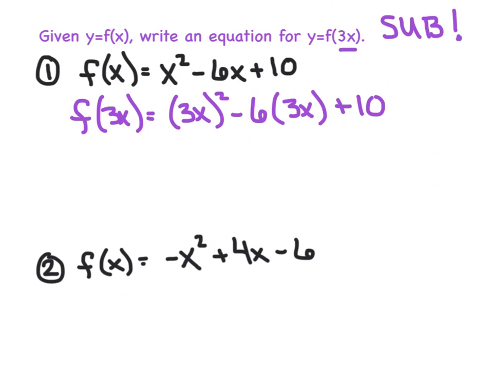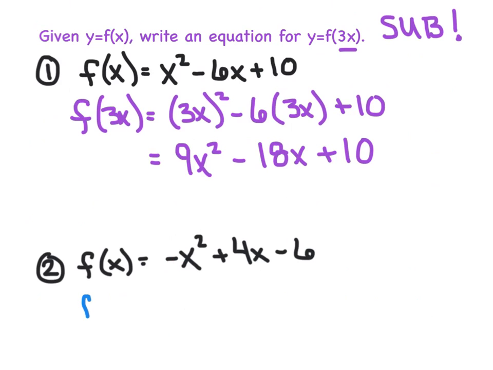And let's see, we'll start to clean these up. That's going to become 9x squared minus 18x plus 10. And that's all there is to it, because there's no more like terms to combine. I just had to evaluate each term individually. Now this next one's going to be a little bit trickier, and the reason it's a hair trickier is because of this negative sign. But watch how I handle it.